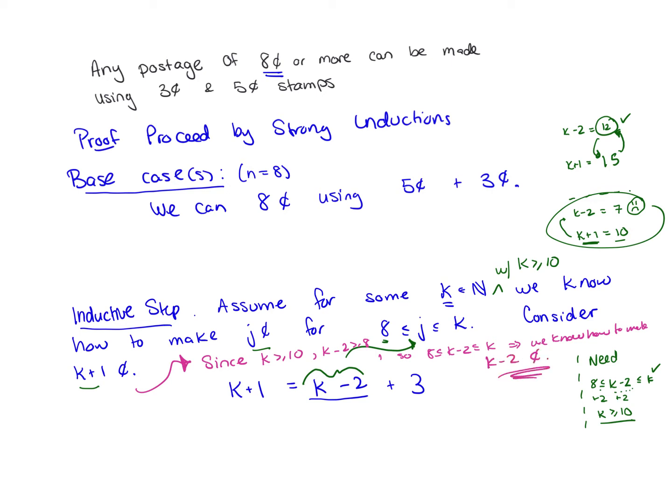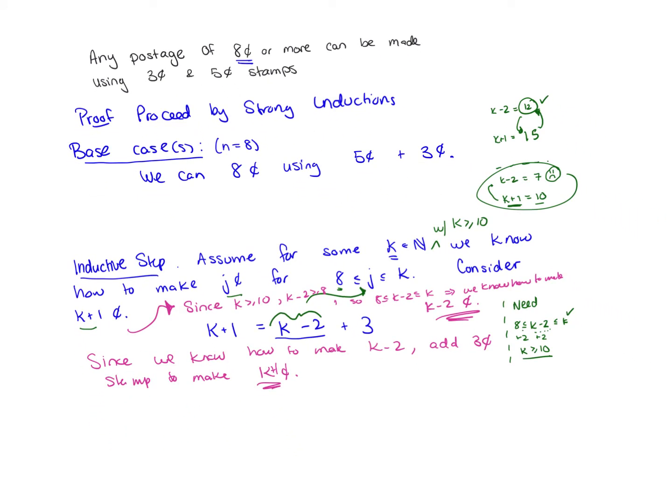If I know how to make that k minus 2 sense, we know how to make k minus 2 add that 3-cent stamp to make k sense. Oops, k plus 1 sense. So now I've said how to make k plus 1 sense. So that's going to be the end of my inductive proof. I showed how to get from everything up to k plus 1.